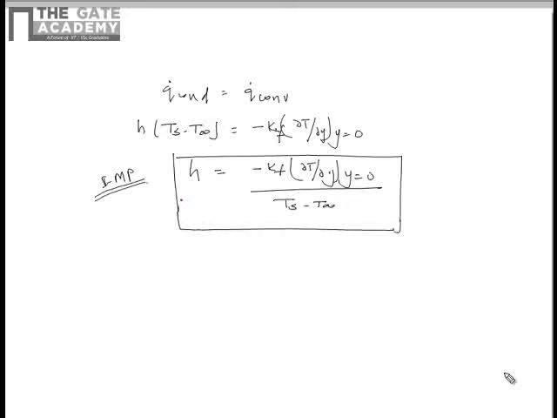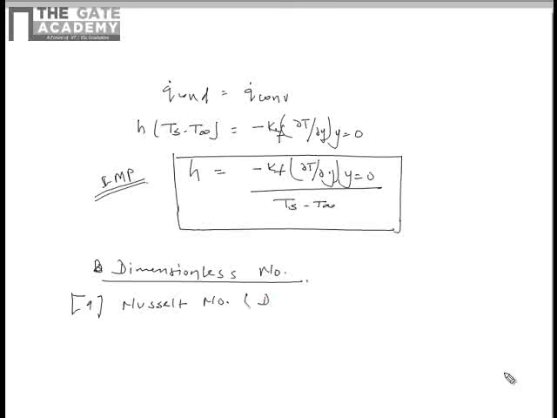There are many parameters on which the heat transfer coefficient h depends. So to reduce the number of variables, we define various dimensionless quantities, or dimensionless numbers. So our next topic is dimensionless numbers, in which we will first study the Nusselt number. The Nusselt number is also known as the dimensionless heat transfer coefficient.